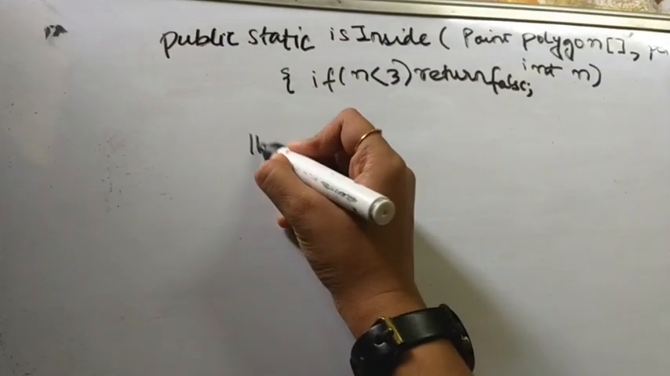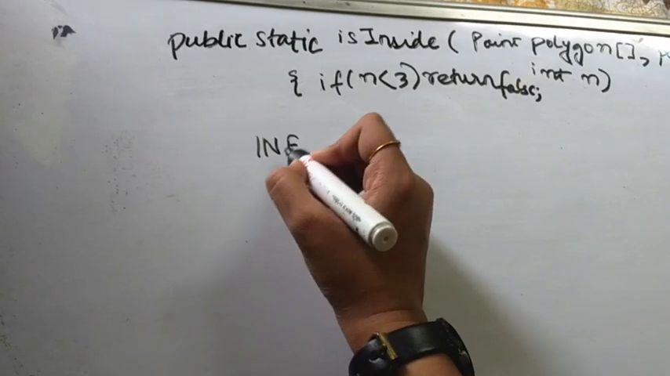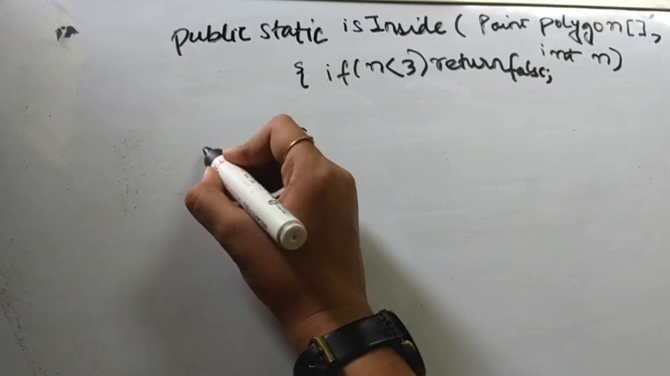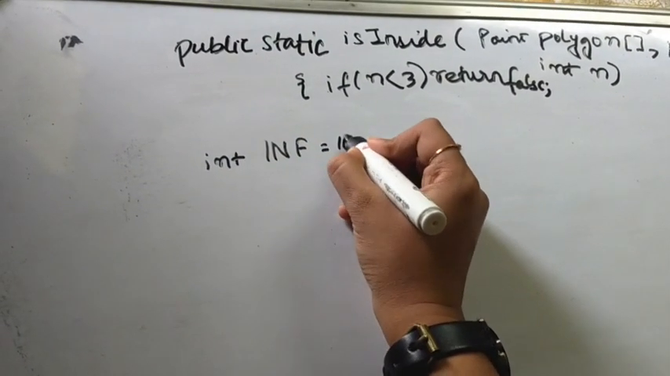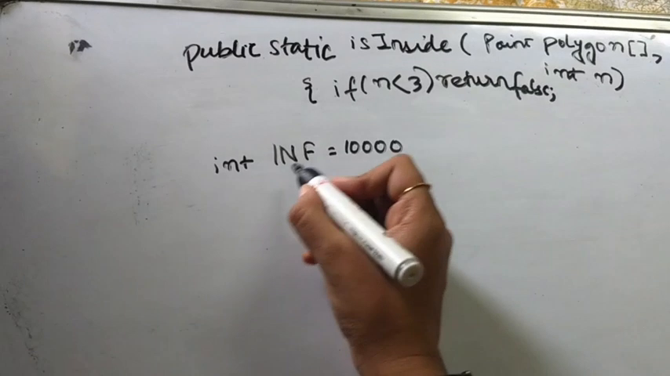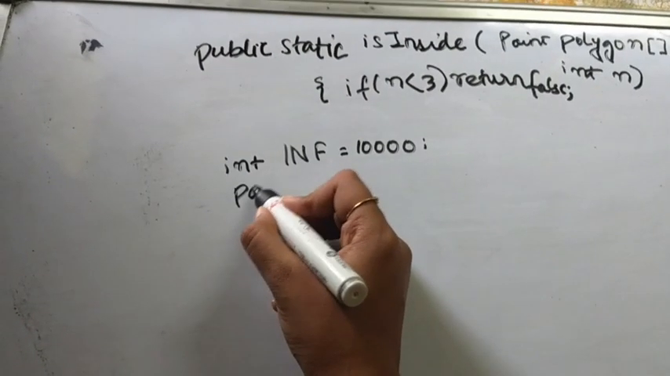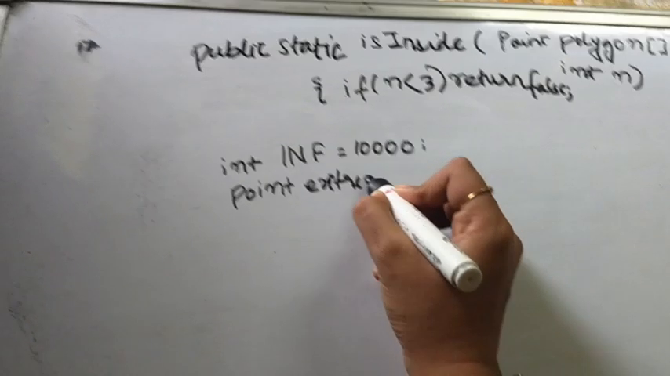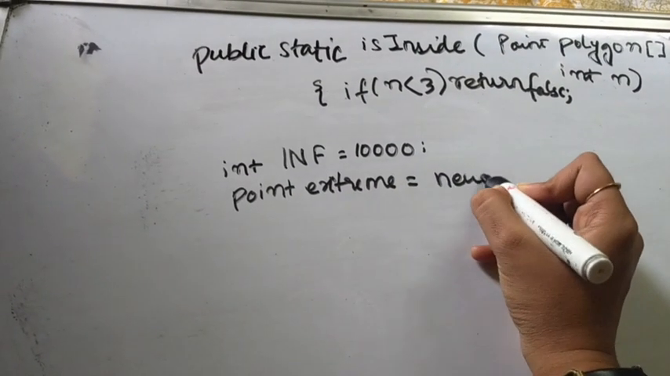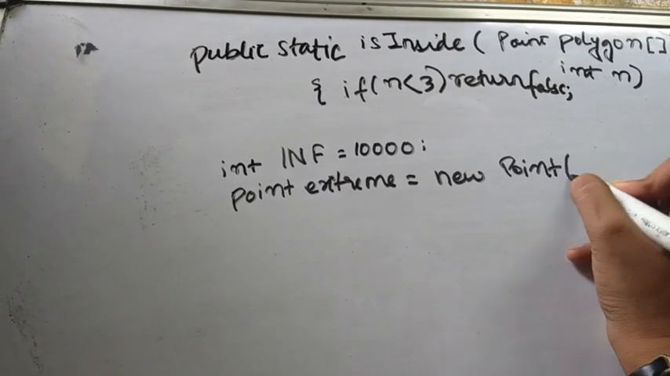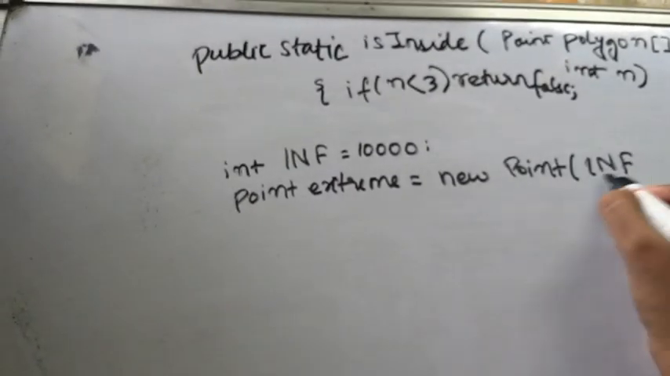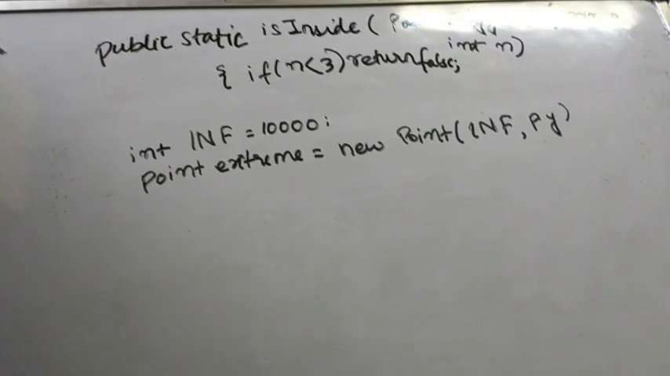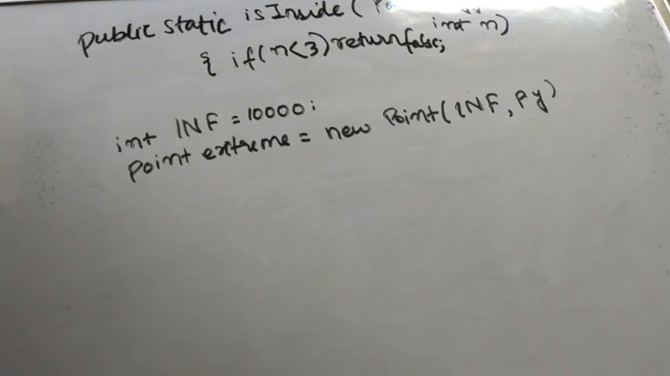So let us proceed with this particular strategy. I'm going to take INF. INF is used in Java; it sets the maximum value of an integer used in this function, and let us say I am going to set it to a very high number, 10,000. And let us take an extreme point for our doIntersect function. So point extreme, which gives us a new point, and it takes the x coordinate as INF and the y coordinate as p dot y, right? And this is going to be used for our doIntersect function.